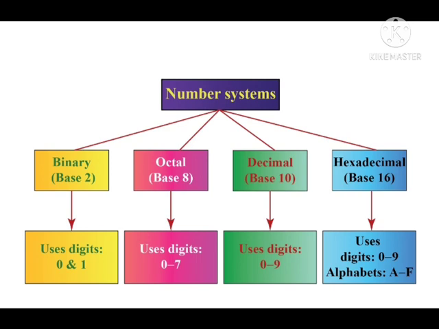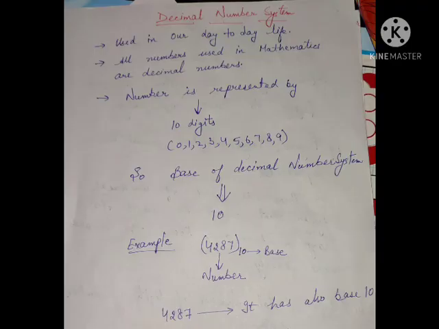Look at the diagram. Here there are 4 number systems: binary, octal, decimal, hexadecimal. Binary uses only 2 digits, octal uses 8 digits, decimal uses 10 digits, and hexadecimal uses 16 digits. Now we will discuss one by one in detail. Firstly, we will discuss the decimal number system.